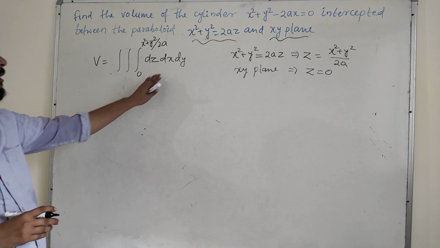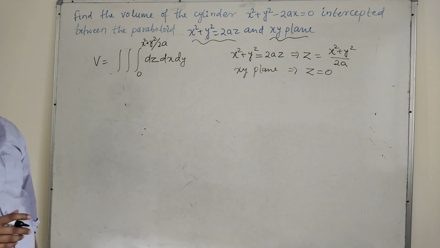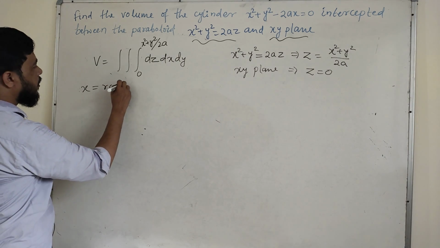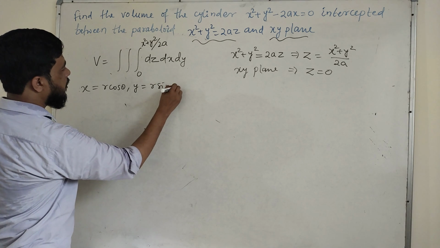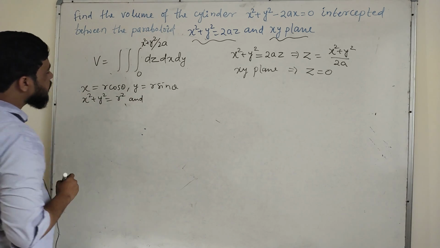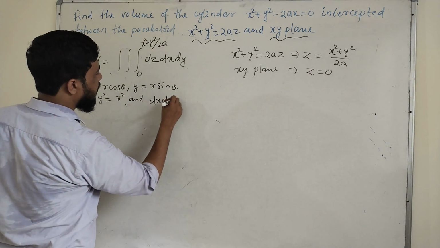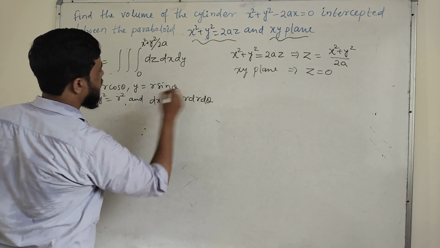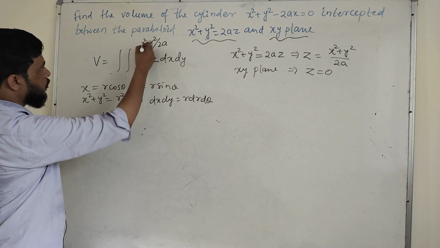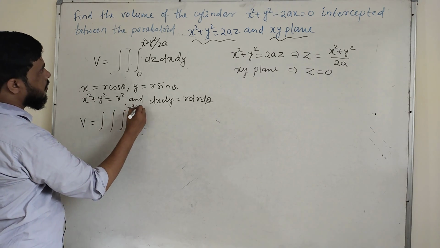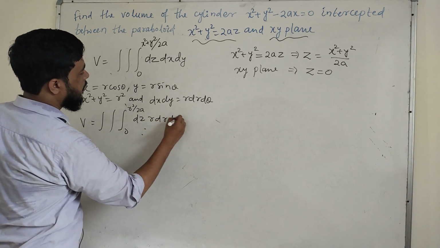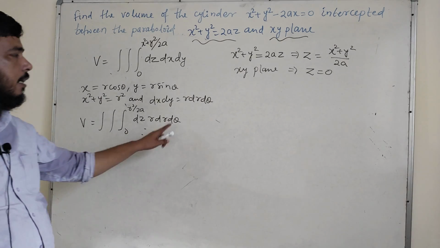Now to make the integration easier, we will convert this Cartesian form into polar form. For this we replace x by r cos theta, y by r sin theta, x square plus y square by r square, and dx dy by r dr d theta. Now V is equal to integration from 0 to x square plus y square, which is r square divided by 2a, and dz dx dy is r dr d theta.